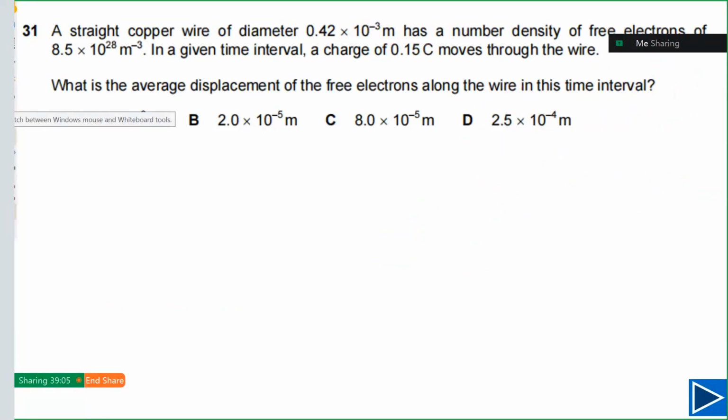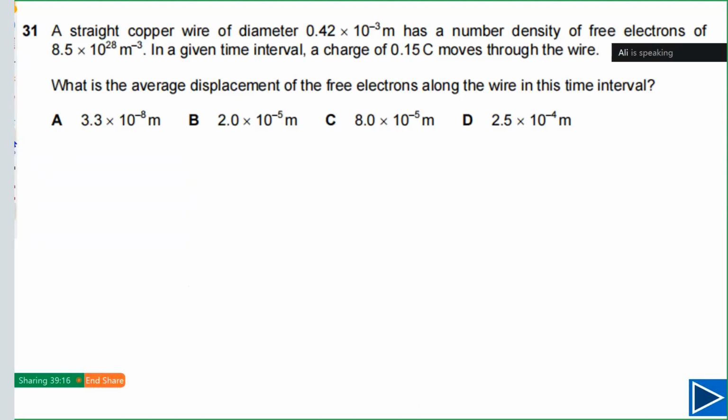Okay, please try this question out. This is not a straightforward question. You cannot simply use I is equal to nqvA. You have to change that one a little bit. So try first of all by yourself. After a few seconds, I will explain. You can read the question. You can try to answer.